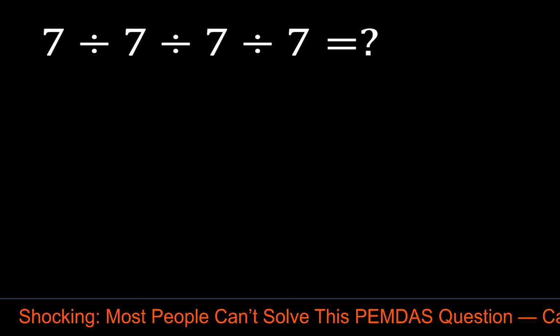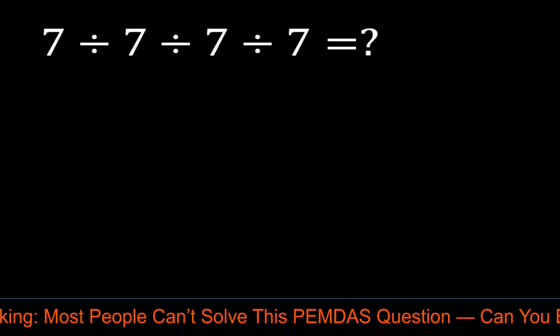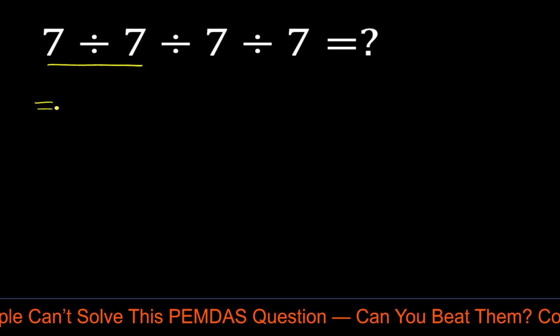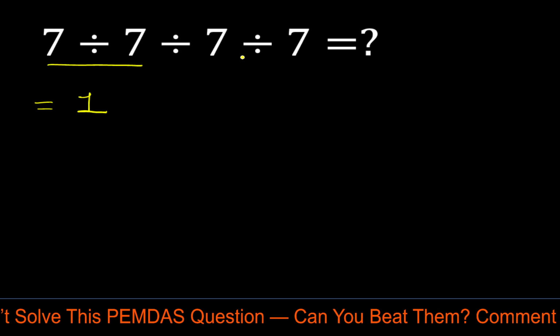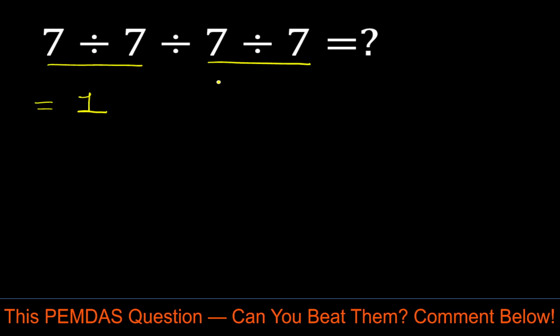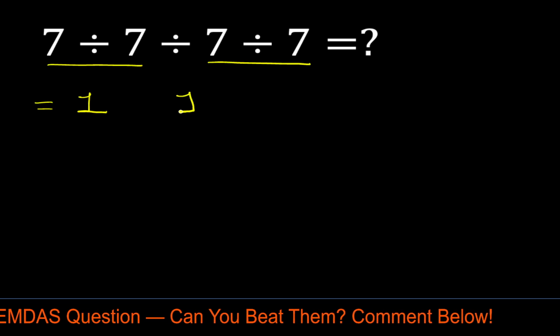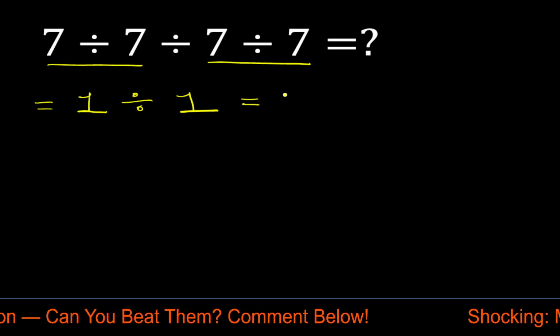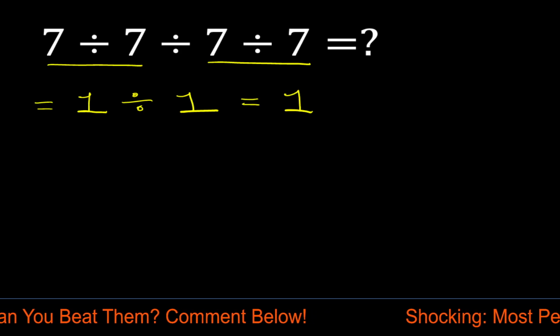So most people solve this question like 7 divided by 7. So 7 divided by 7 is equal to 1, right? And again 7 divided by 7, so 7 divided by 7 is equal to also 1. Now 1 divided by 1, so 1 divided by 1 is equal to 1, right?